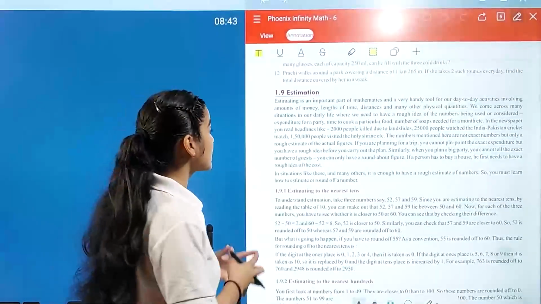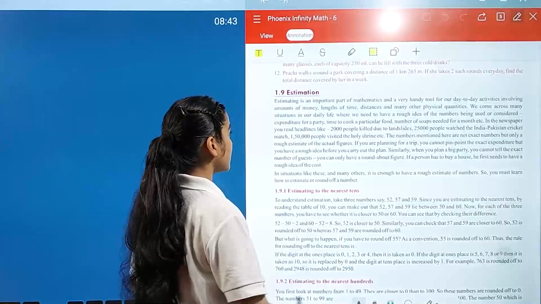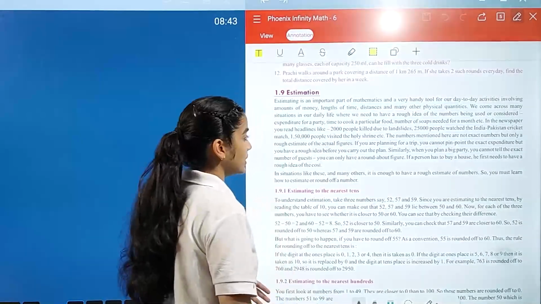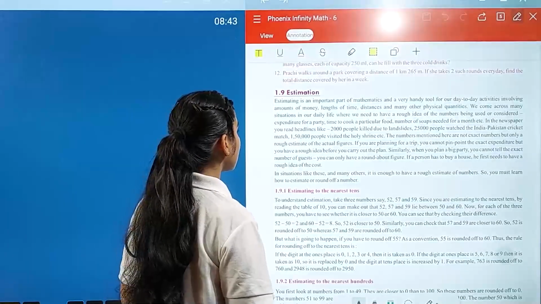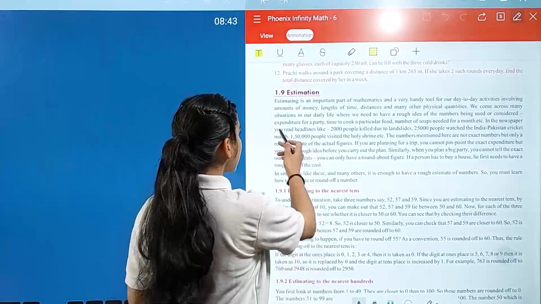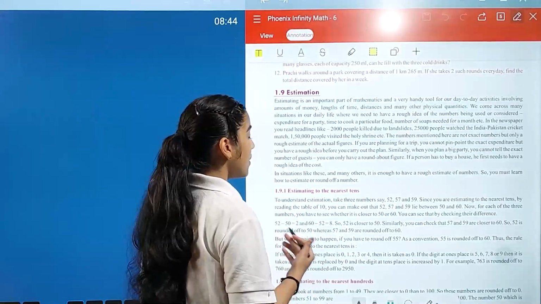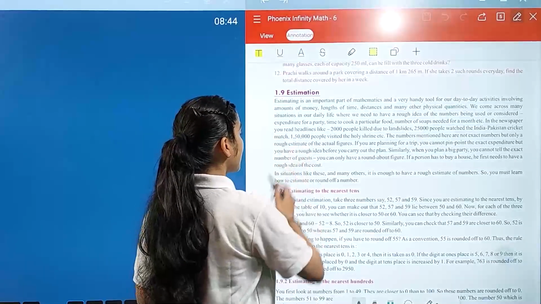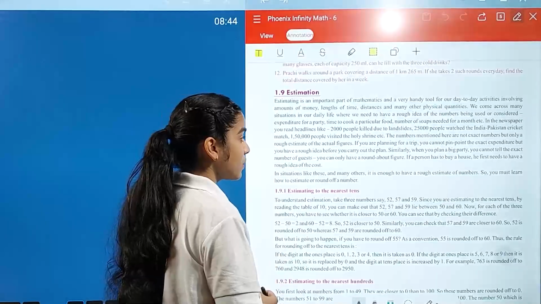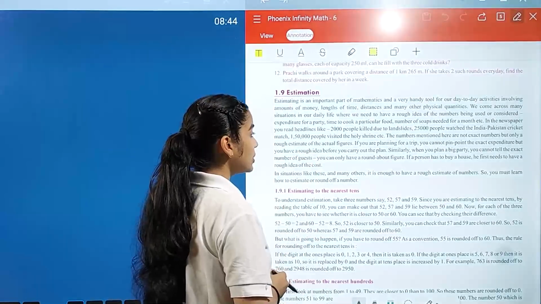So estimating is an important part of mathematics and a very handy tool for our day-to-day activities involving amounts of money, lengths of time, distance and many other physical quantities. We come across many situations in our daily life where we need to have a rough idea of the numbers being used or considered: expenditure for a party, time to cook a particular food, number of soaps needed for a month, etc. In the newspaper, you read headlines like 2,000 people killed due to landslides, 25,000 people watched the India-Pakistan cricket match, 150,000 people visited the holy shrine, etc.